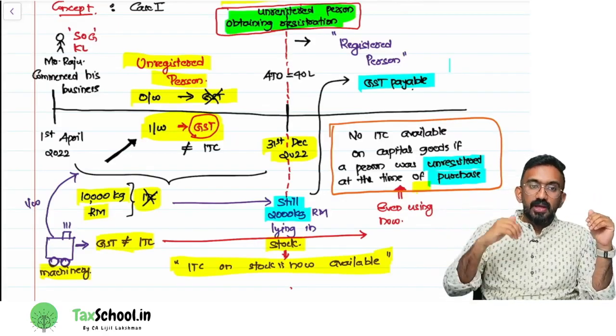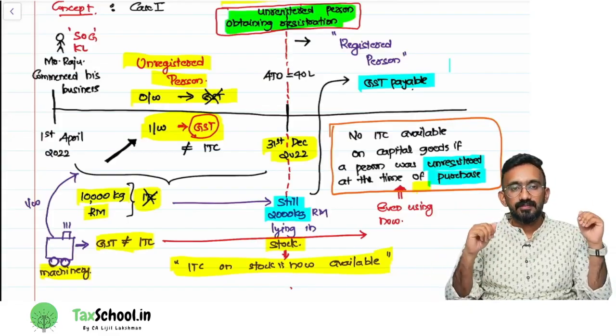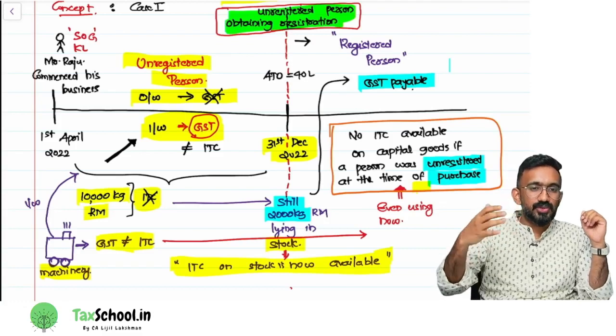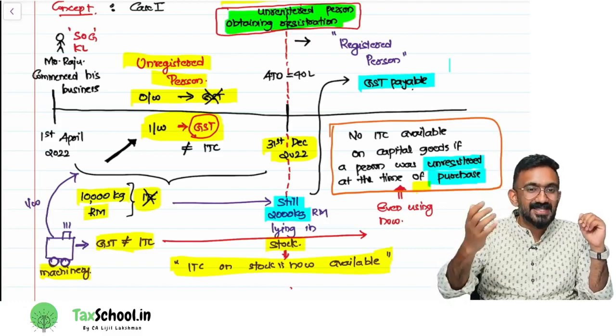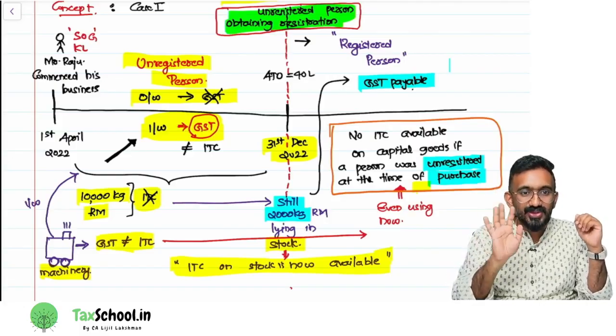Then, even after he obtained registration, he is using the machinery to produce the goods. Can he take ITC on the machine now? Because whatever goods produced using this machine, he is going to pay GST. Can he take ITC on the machine? Answer is again no. There is no such provision.